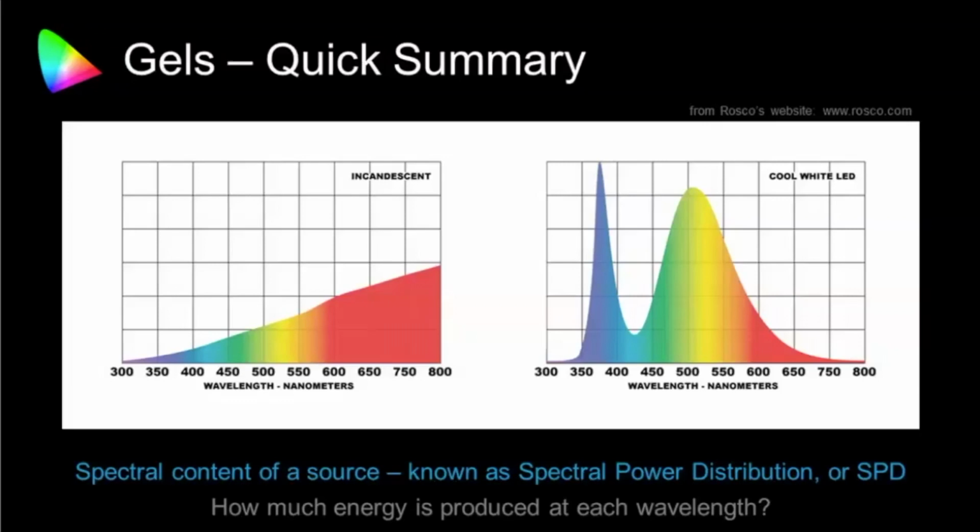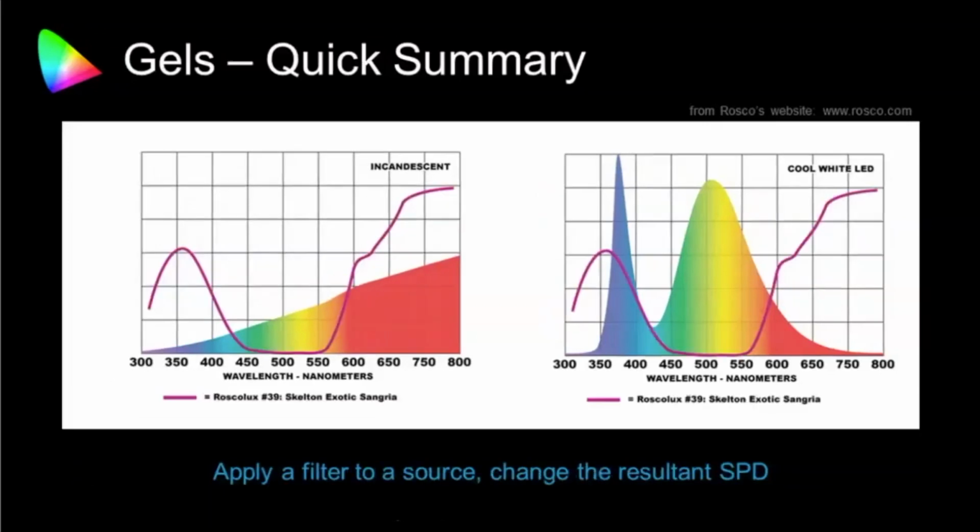If you look at the cool white LED, you can see that it doesn't have the same spectrum at each wavelength. It's not emitting the same amount of energy. So what we call this whole thing of a source is the spectral power distribution, or the SPD. This is what a light emits at each frequency. And when you're talking about a gel, you're applying a filter to the source.